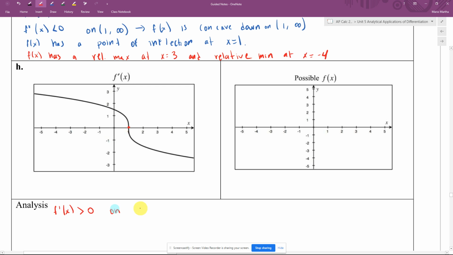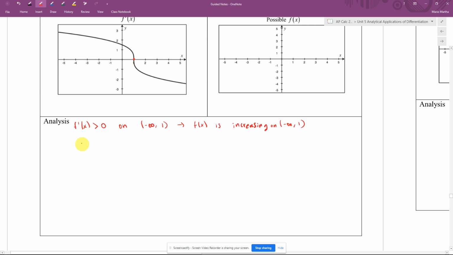on the interval from negative infinity to positive 1. And then again, this implies that f of x is increasing on that same interval, negative infinity to positive 1. So we're going to say that f prime of x is negative on positive 1 to positive infinity. And that again implies that f of x is decreasing on that same interval.